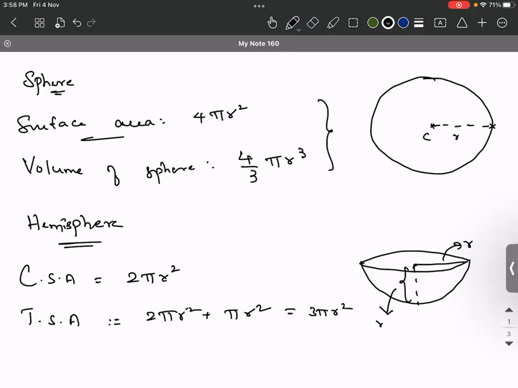Then what is going to be the volume of it? It will be 2 by 3 pi r cube. So these are all the points that we need to make a note of, right? I hope you are making a note. Yes, sir. Good. Okay. Next.